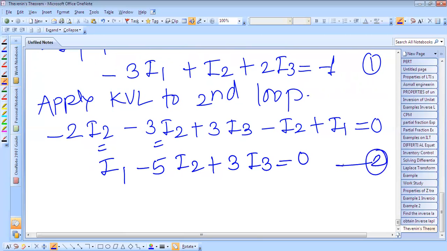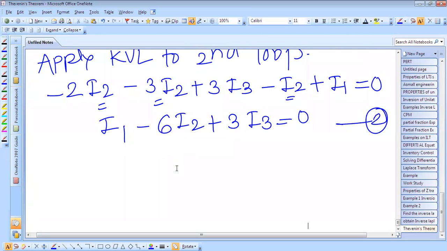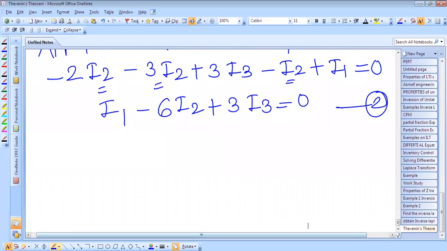Okay, I2 is here, this I2 is also there. So this will be 6. Again, apply the KVL to the third loop.